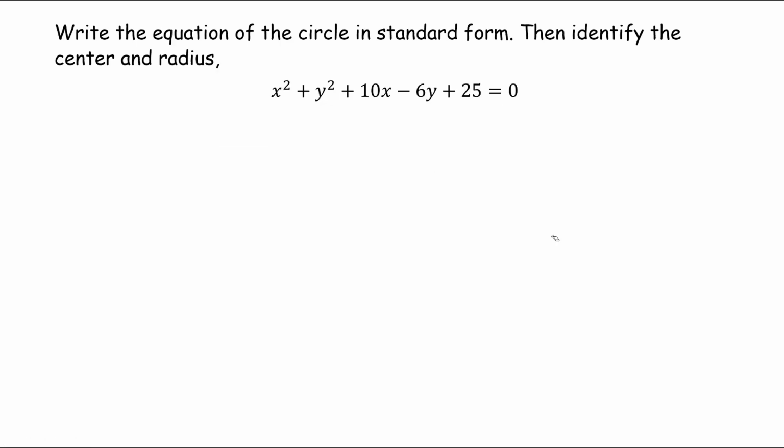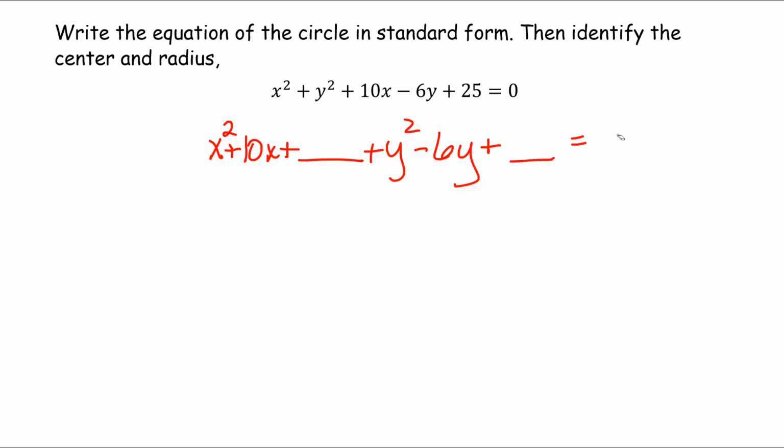Write the equation of the circle in standard form and then identify the center and radius. So here we have it in general form. We want to change it to standard form, and we're going to do that by completing the square. So we'll put our x's together, x squared plus 10x plus blank, and then plus y squared minus 6y plus blank. And then I'm going to put the 25 on the right side of the equation.